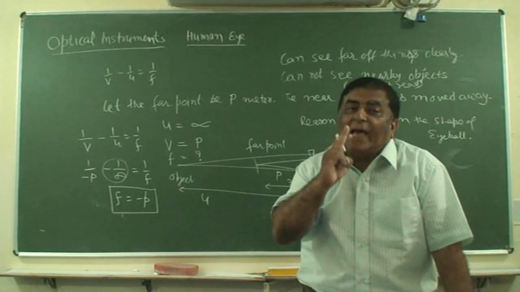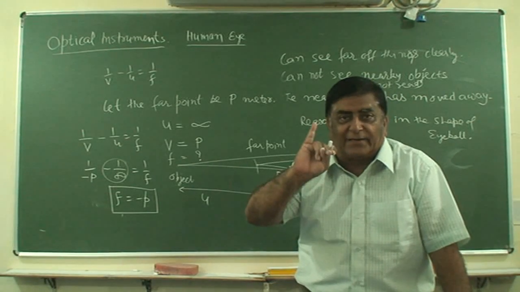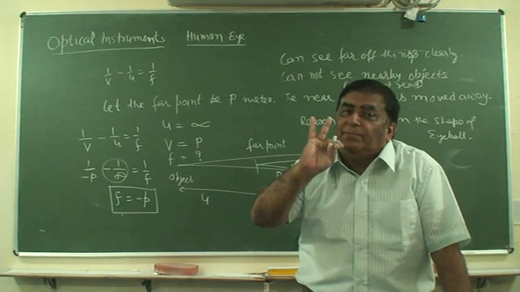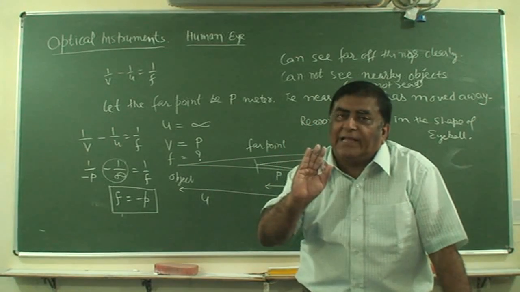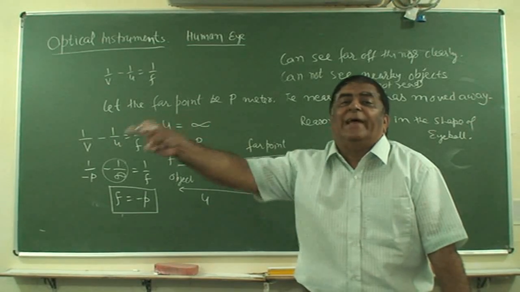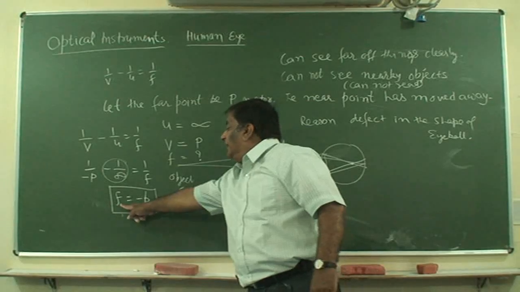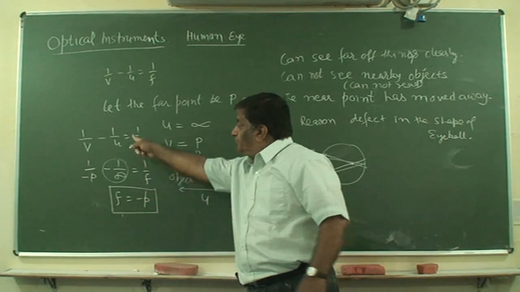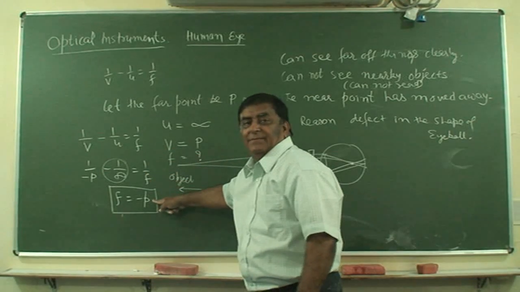Number 1, he has the defect of myopia. Number 2, he must use a concave lens. Number 3, the focal length of the concave lens should be 80 centimeter. Why? Because we have already proved that F is equal to P by this. So you should be able to derive this.